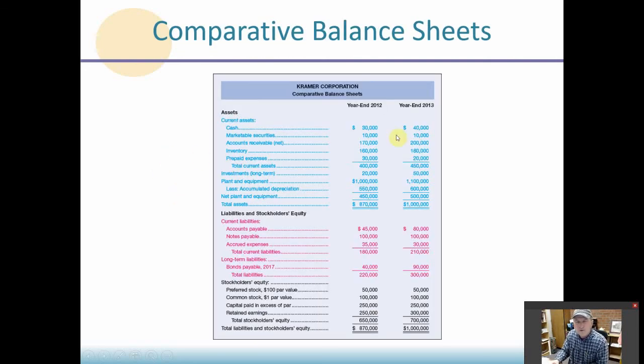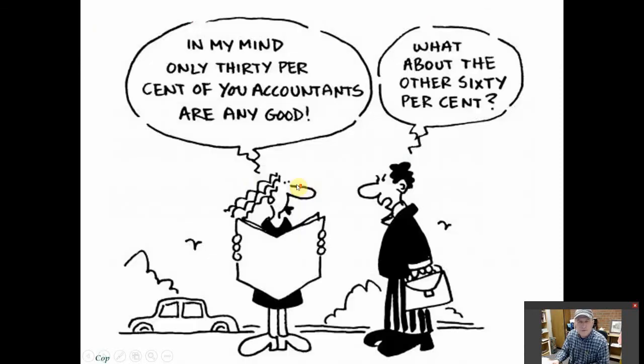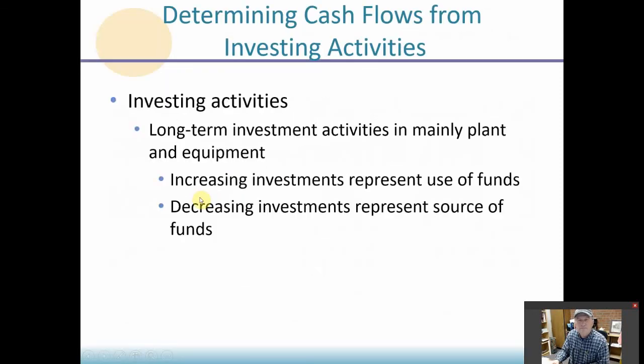Just examples. Here's a comparative balance sheet, cash flow statement. Good to look at. Investing activities, right? Most companies are going to show you that plant and equipment, real estate, those types of things for their investing.